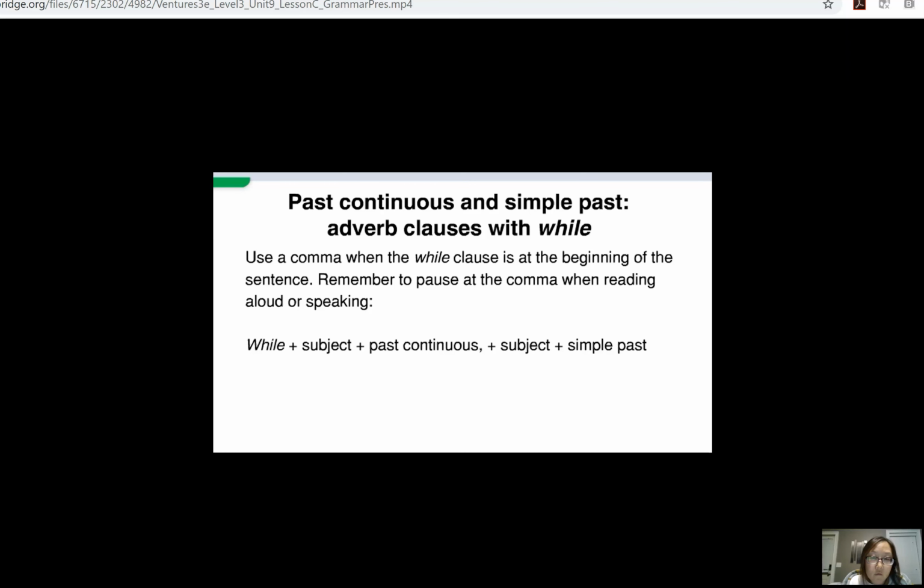Past continuous and simple past. Adverb clauses with while. Use a comma when the while clause is at the beginning of the sentence. Remember to pause at the comma when reading aloud or speaking. While plus the subject plus the past continuous plus the subject plus simple past. While she was sleeping, the phone rang.